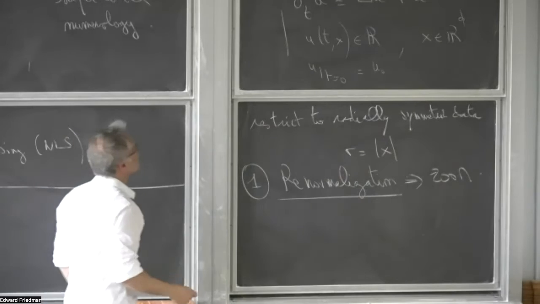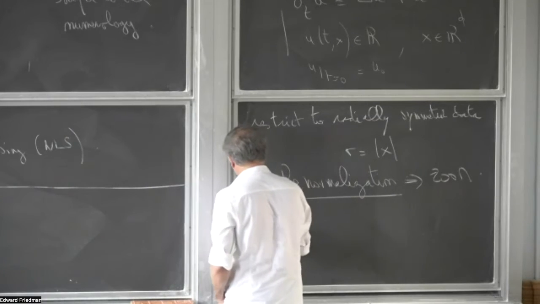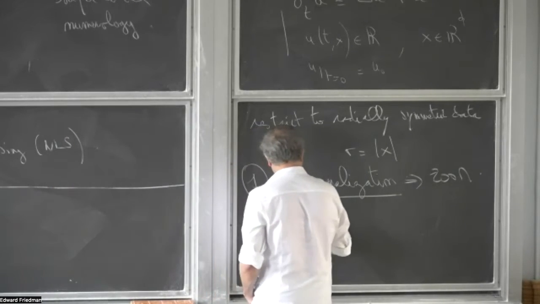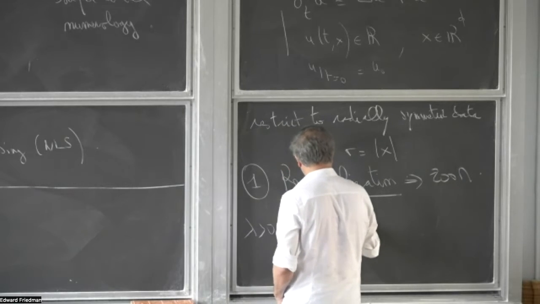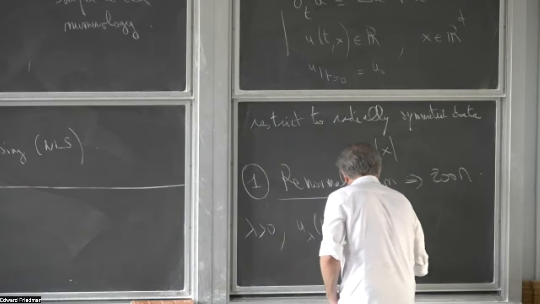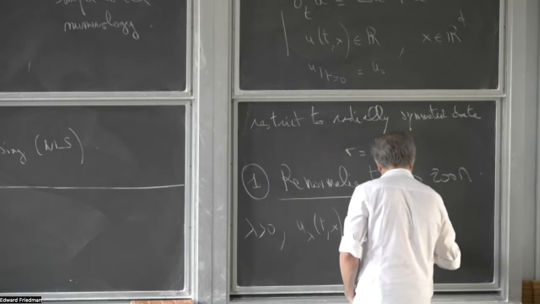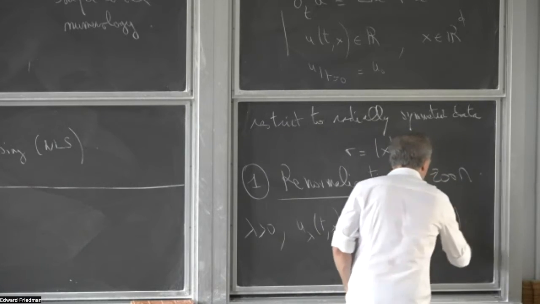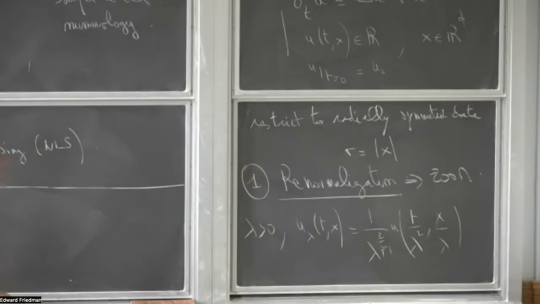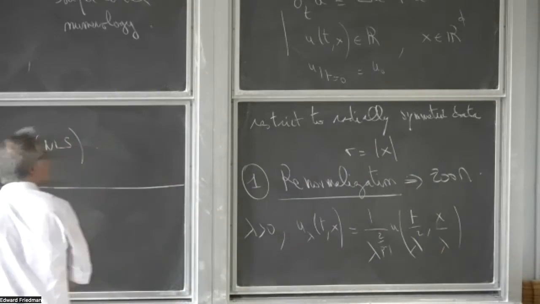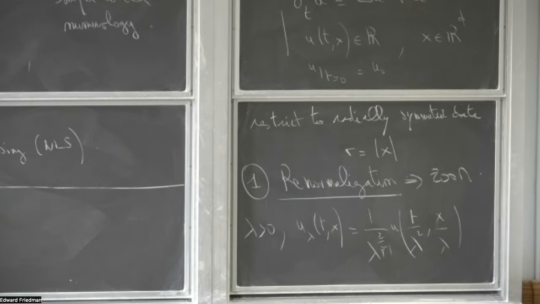Well, this thing comes with scaling, so you have a scaling invariance. If lambda is positive, and I know that u lambda of t, x, which is 1 over lambda to the power of 2 u of lambda squared t, lambda x, then this thing is again a solution. And this forces you into the so-called self-similar normalization.